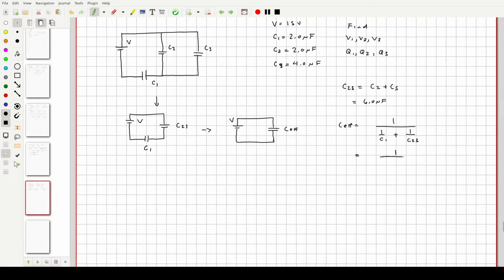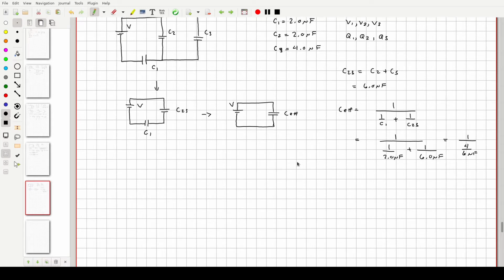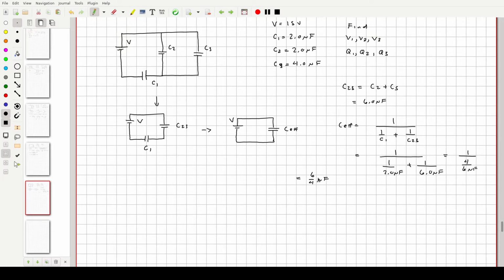So, if we do that, C1 is 2.0 microfarads. C23 is 6.0 microfarads. The common denominator here is going to be 6, which means that this is going to become a 3. 3 plus 1 is 4. That would be 1 over 4 over 6 microfarads, or 6/4. So this is C effective.